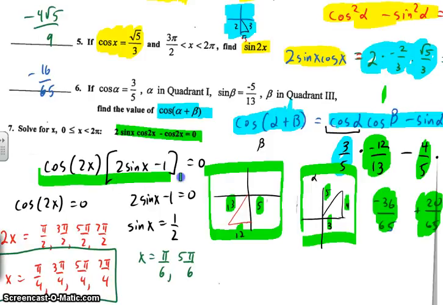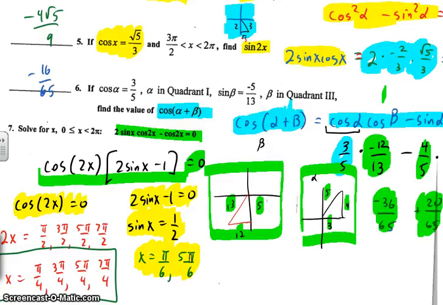Factored out the cosine of 2x. Okay? Set equal to 0, so we can use the zero product property. And we can write two different equations. One is that the cosine of 2x is 0. And one is that 2 sine of x minus 1 is equal to 0. Okay, so I'll solve the sine one first. Gives me sine of x is a half. I use the unit circle to find those two answers, pi over 6 and 5 pi over 6.